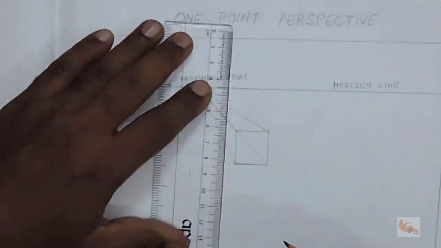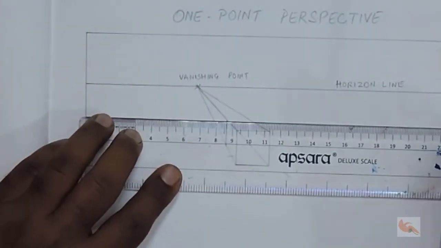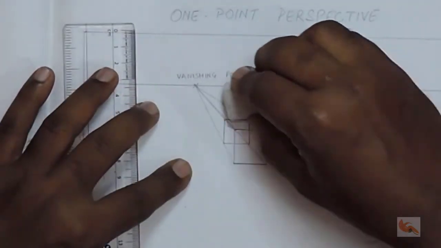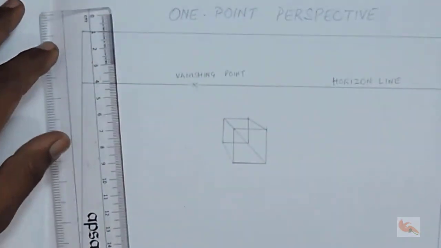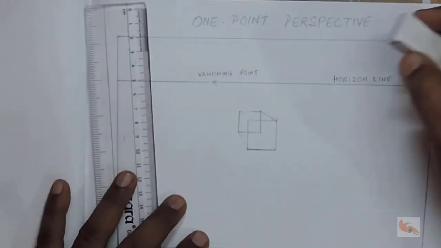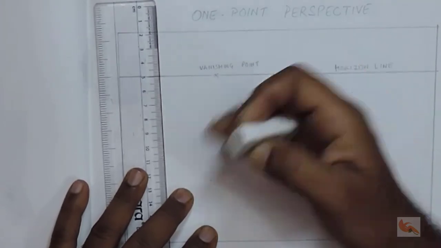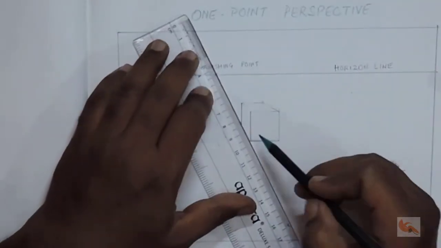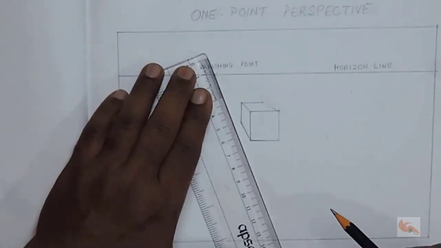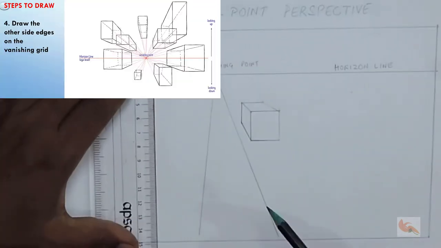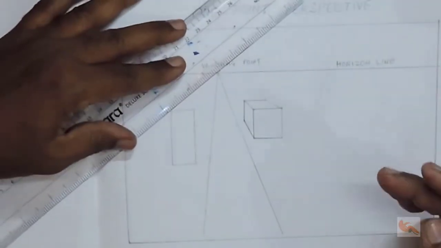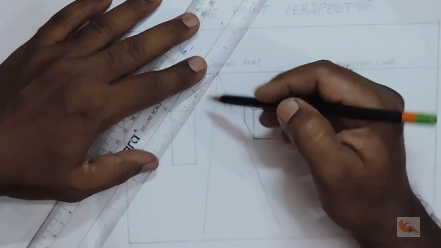Now draw another square towards the vanishing point. The four corners should touch the four orthogonal lines. Now you can erase the remaining parts of the orthogonal lines. As of now, it looks like a transparent cube. You can erase the lines which are supposed to be obscured to make it solid. Similarly, you can draw a building on the horizon line, trees, roads, etc. in same one point perspective.